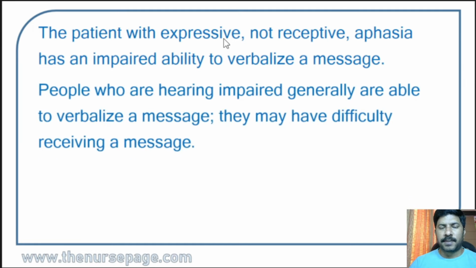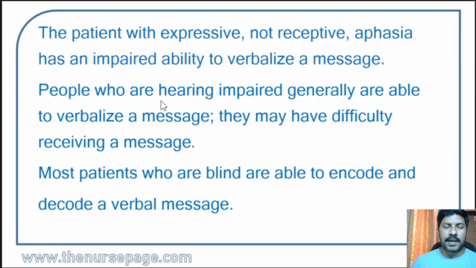So a receptive aphasia patient can verbalize his problems. Similarly, a hearing impaired patient has problems in hearing, but there is no problem to verbalize things. So that option is also wrong. In a similar way, a blind person is able to hear and understand things and is able to verbalize also. The only thing is he is unable to see; that is, a vision problem is there. There is no problem to verbalize. So that is why these three options are wrong.